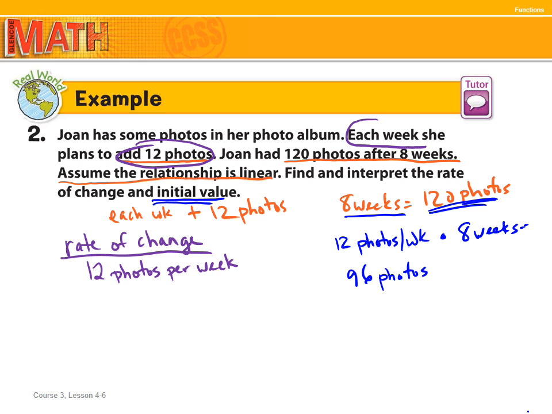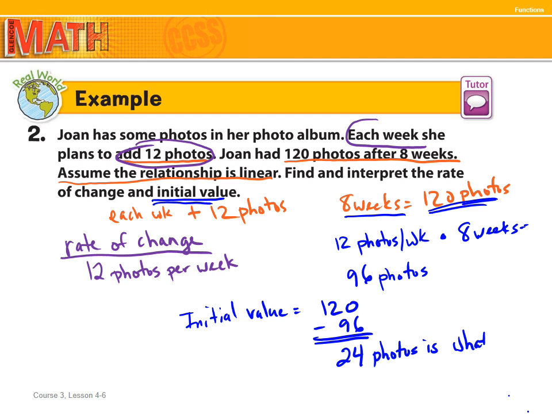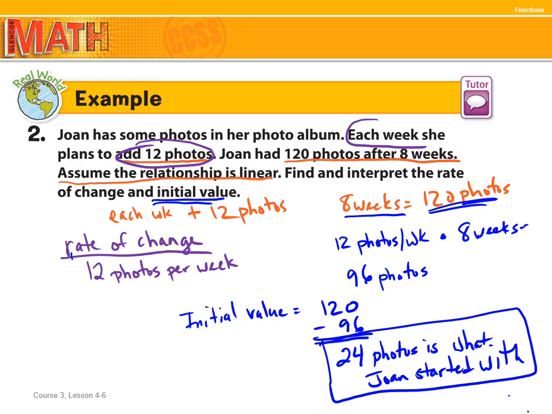So in order to find our initial value, or what she started with, I'm going to take 120 minus 96. And that's going to give me 24. So the initial value, 24 photos, is what Joan started with. They put a square on both my answers, rate of change and initial value.